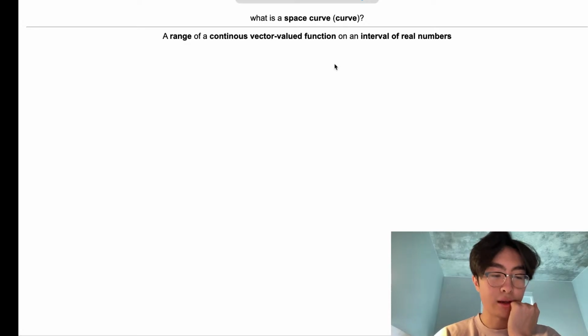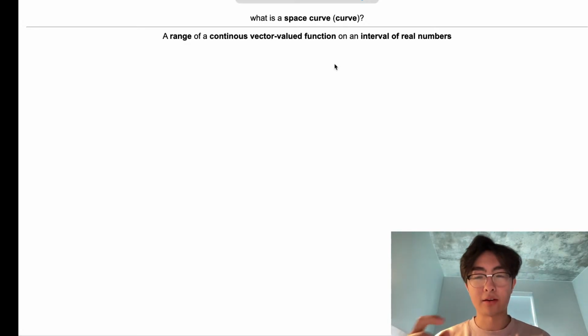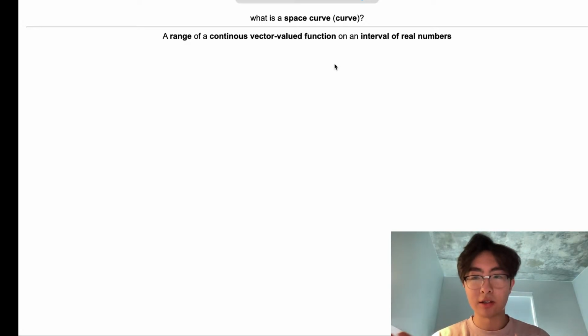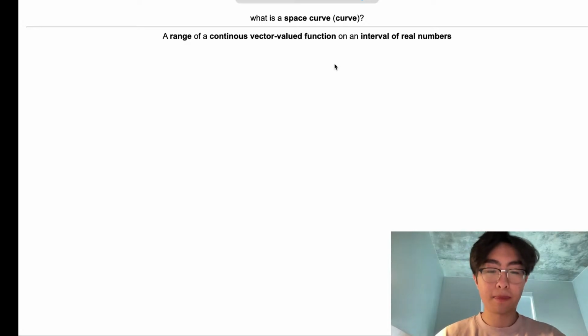What that means is that if you were to just plot out the vectors on a graph, then they would be touching each other, I guess, at an infinitesimal, that's what the word is. So the distance between each point is infinitely small. Okay.